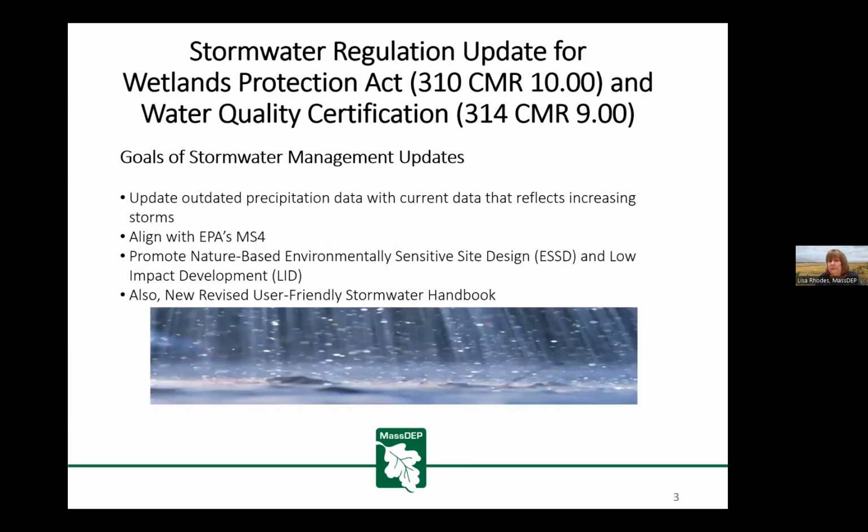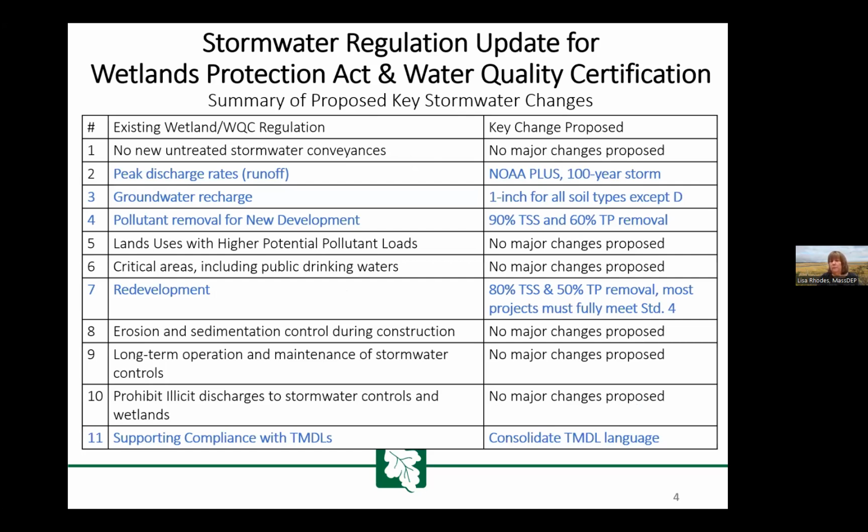So the main goals of the stormwater update are, first and foremost, to update the outdated precipitation data with current data that reflects increasing storms. The current data is well over 60 years old, so this is badly needed. Our goals are also to align with the EPA MS4 permit as best as we can, to promote nature-based, environmentally sensitive site design, and also to update the stormwater handbook, which is now over 15 years old. Like I said, that's available on our website and available for comment as well. Next slide.